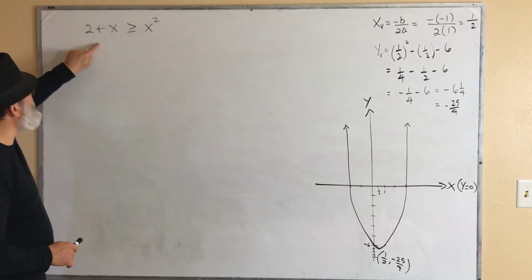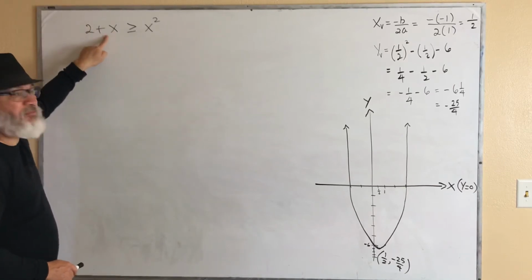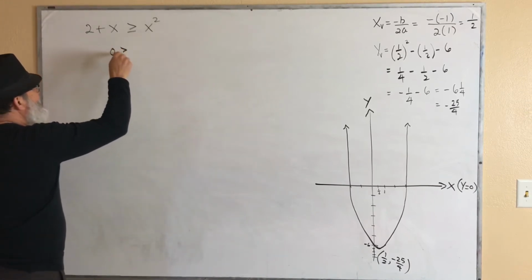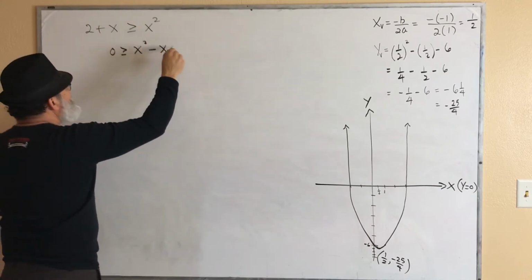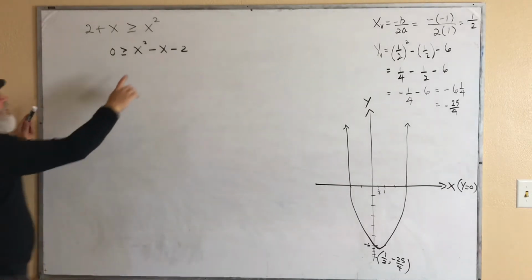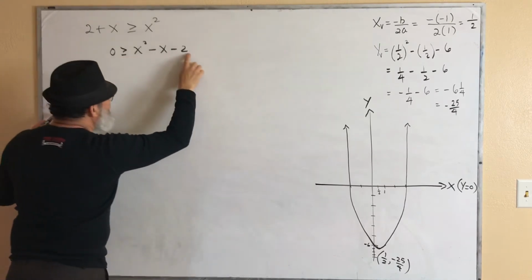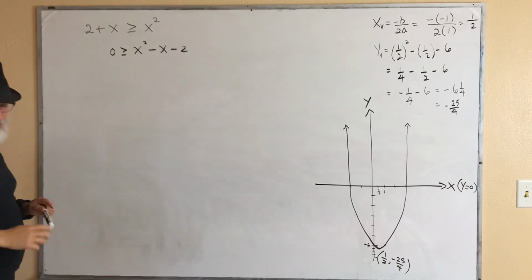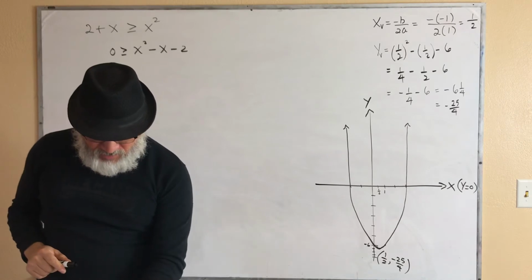So here's what I'm going to do, class. I'm going to bring this to the right and bring this to the right, and this is going to become 0. So 0 is greater than or equal to x squared minus x minus 2. Okay? Note, the quadratic is less than or equal to 0. Okay? The quadratic is less than or equal to 0.